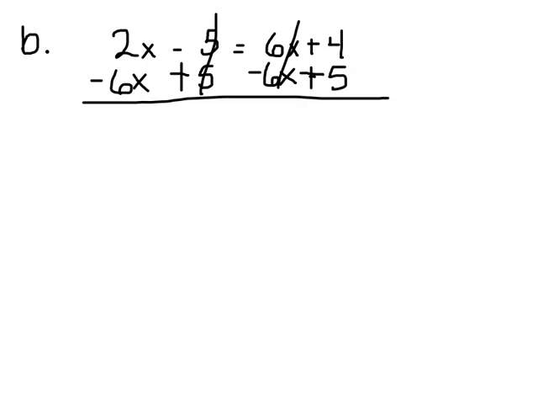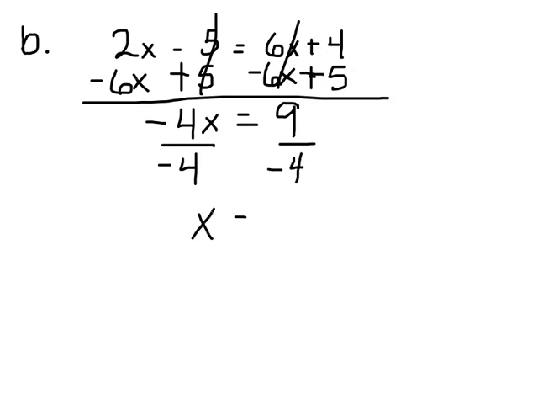2x minus 6x is negative 4x equals 4 plus 5 is 9. If I divide by negative 4 on both sides, I have x equals negative 9 over 4. Alright, good job.